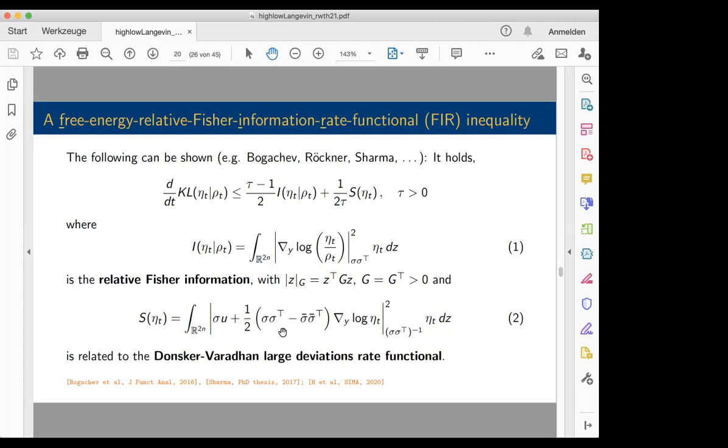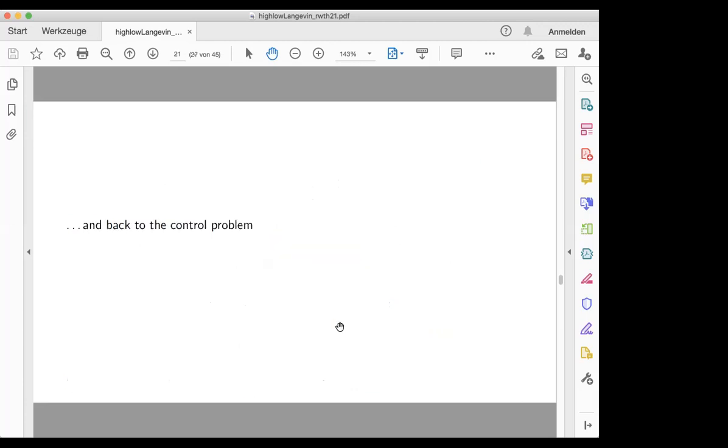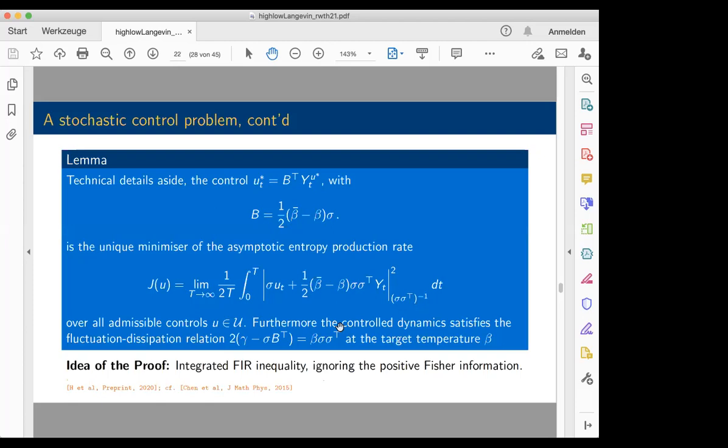This is an upper bound, but a relatively explicit characterization of the entropy production rate in terms of the control that we use and the difference in the diffusion coefficients. So we can minimize, as Raoul said, a time averaged version of this entropy production rate. Here I integrated this expression over time and divided by time again. So this is a time averaged version of this entropy production rate, or you can think of it as the asymptotic entropy production rate.